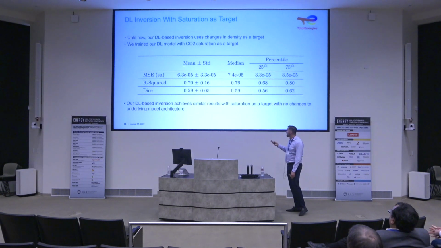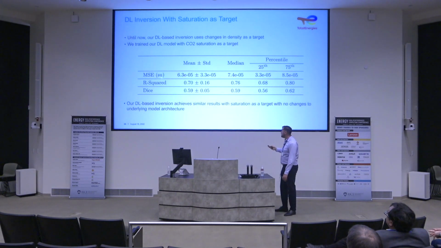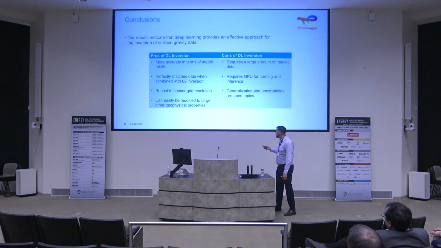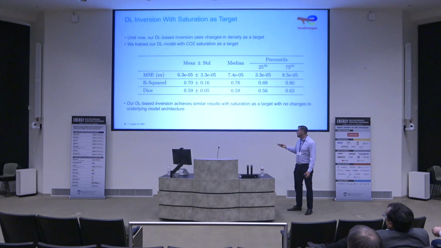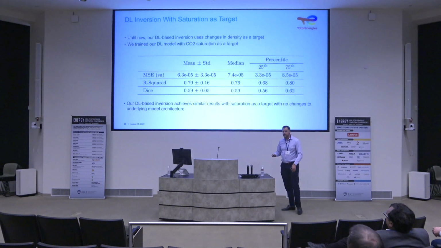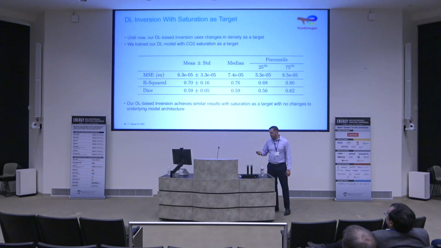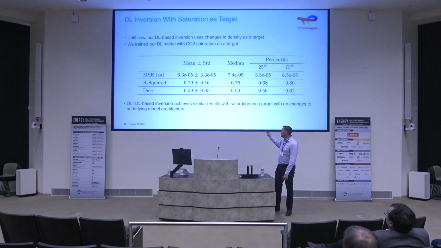Similar R squared, very good mean squared error in terms of saturation units. The dice does suffer a little bit, but can probably be increased with some more tuning. But overall, we can see that our method can easily swap out different targets with little to no effort and no changes to the underlying method.